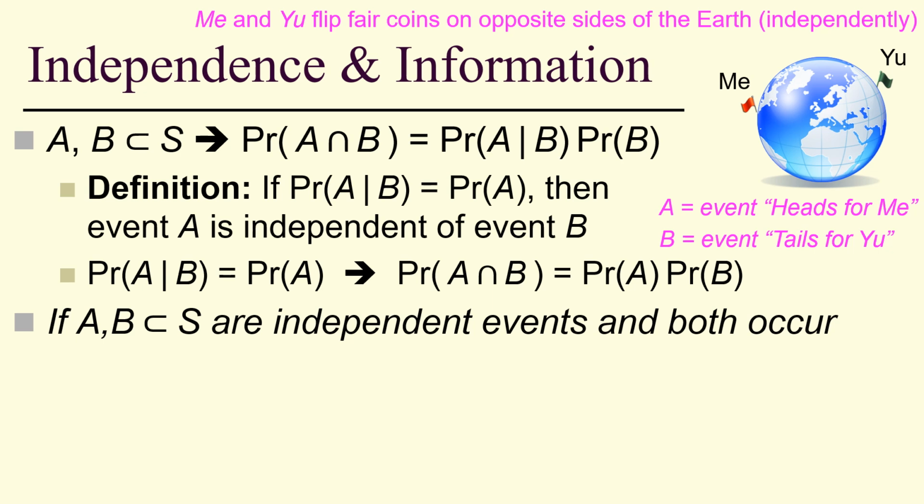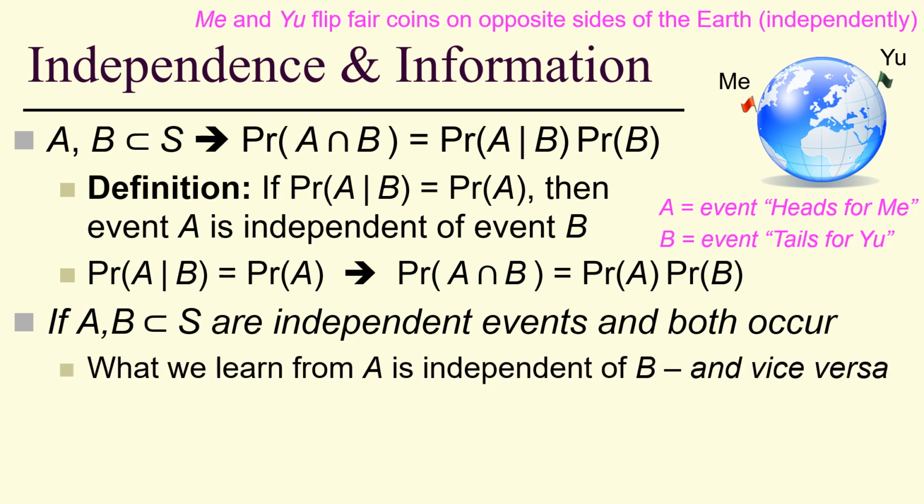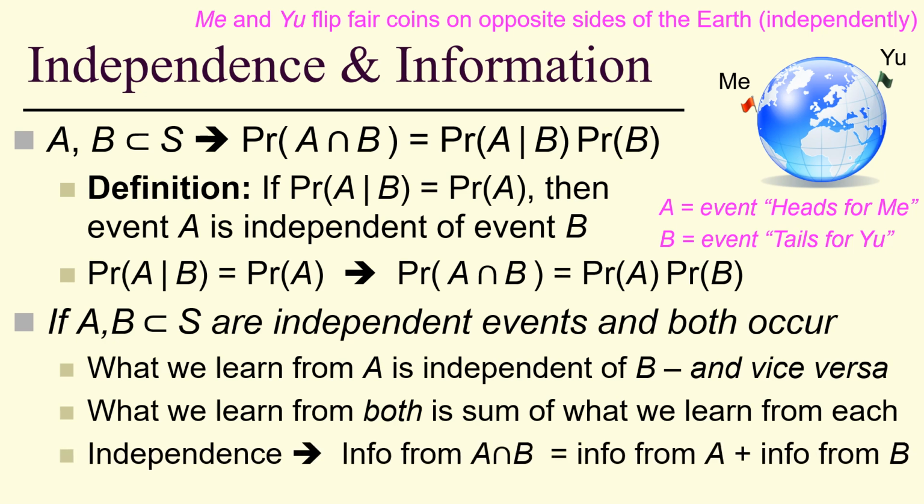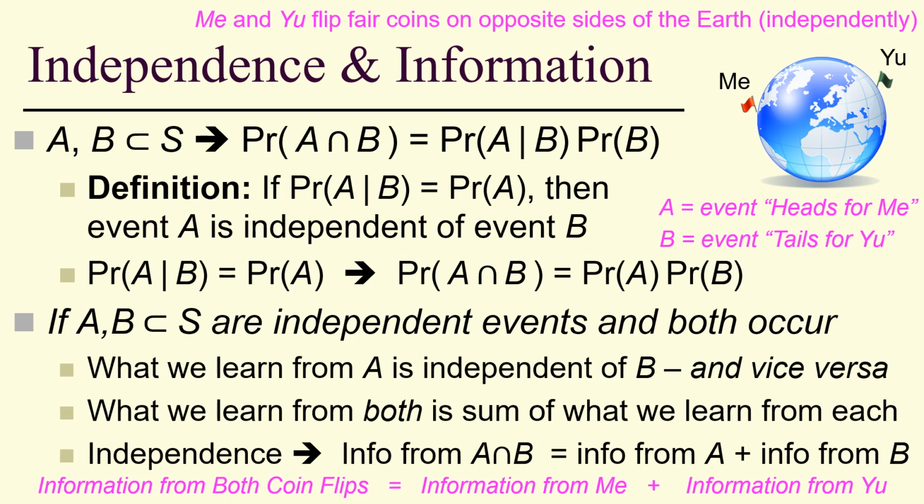But let's look at this in terms of information. What we learn from A is independent of what we learn from B and vice versa. What we learn from what happens in China can be added to what we learn here in the United States. Independence implies the info from both occurring jointly is the sum of the informations from each respectively. Information from both coin flips: information from me plus information from you.